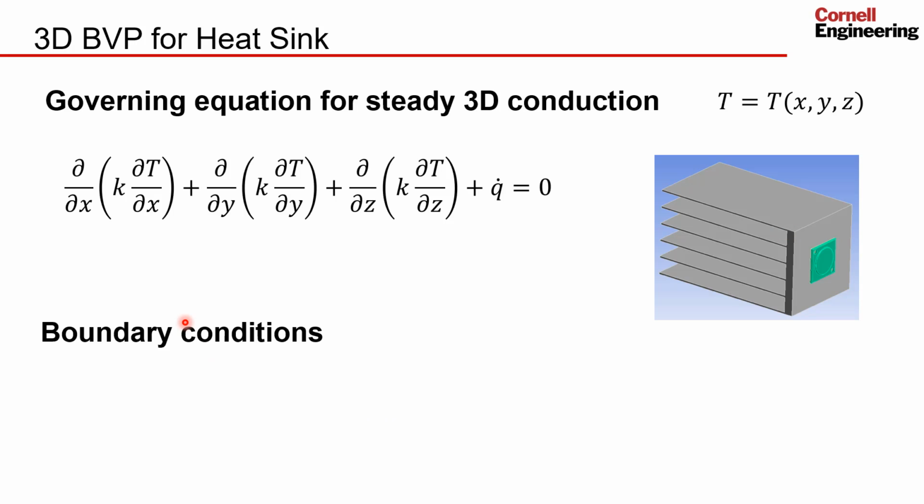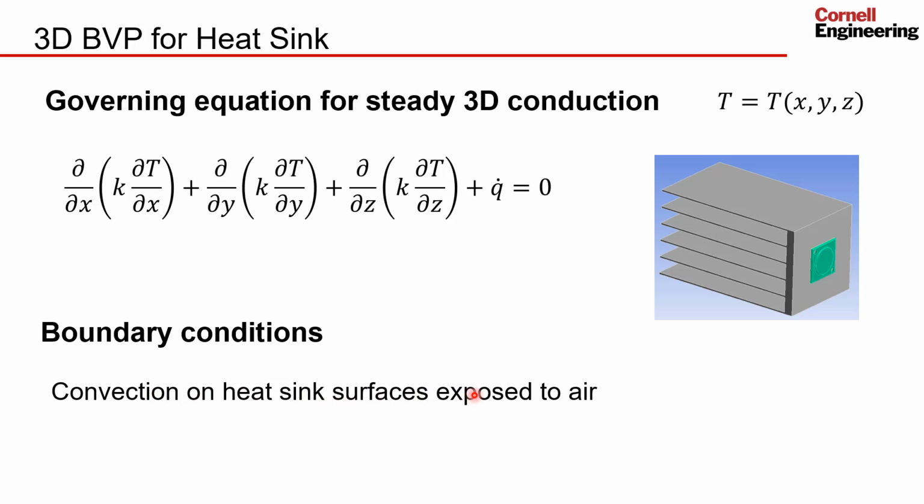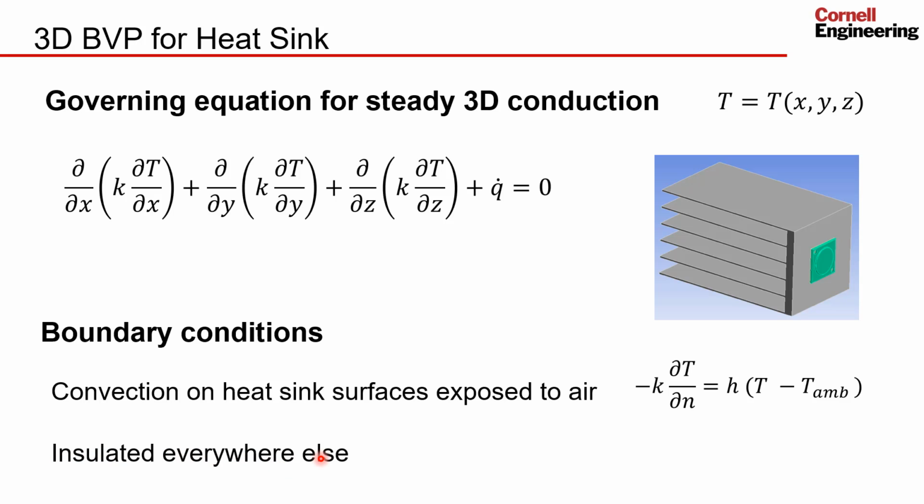And to do that, we also need boundary conditions. In this illustration, we have 2 types of boundary conditions. We have convection on the heat sink surfaces exposed to air that are shown in gray over here. For those surfaces, the boundary condition looks like that. The normal derivative of the temperature is related to the temperature at any point on this gray surface through this equation. And then everywhere else, we will assume an insulated boundary condition, and the corresponding equation is that the normal derivative of the temperature is equal to 0. So we have a pretty complicated 3D boundary value problem, and we cannot solve this by hand, which is why we need to turn to a computer tool like ANSYS to solve it.